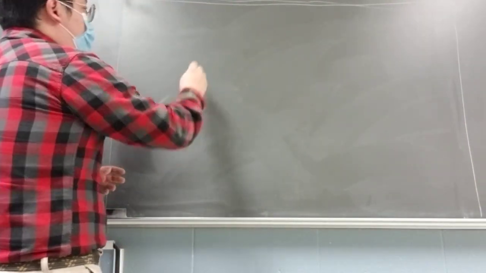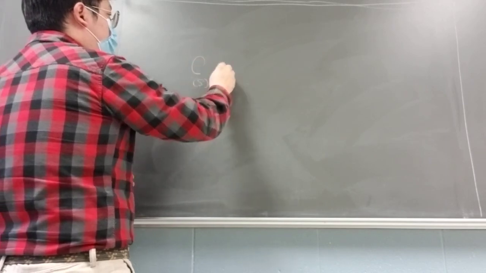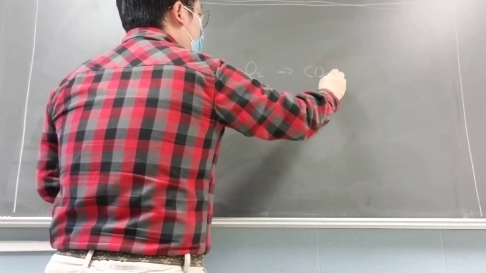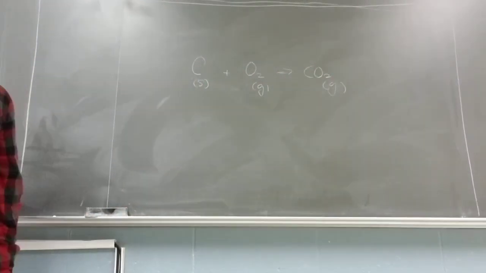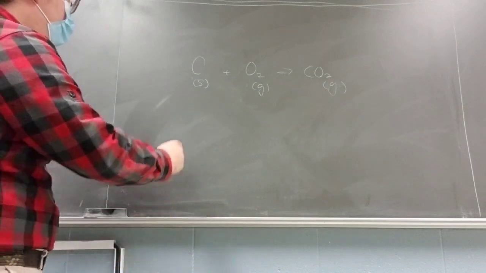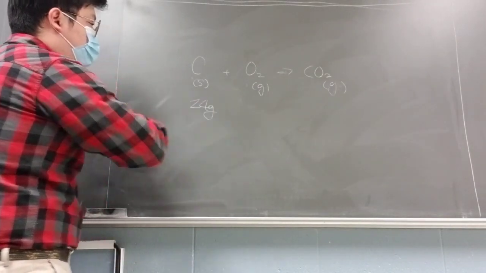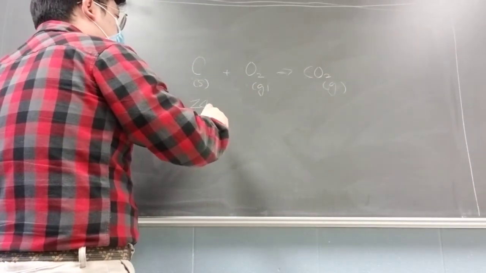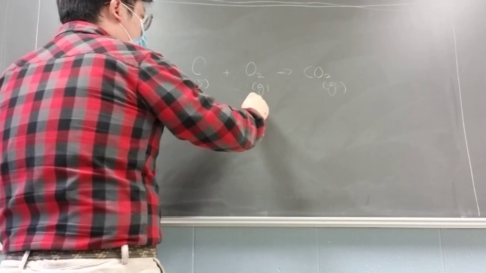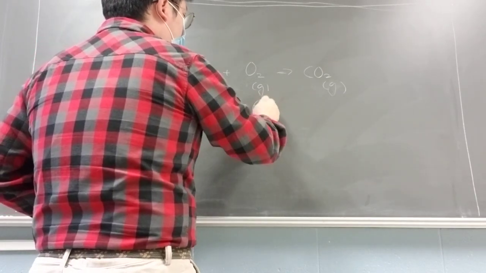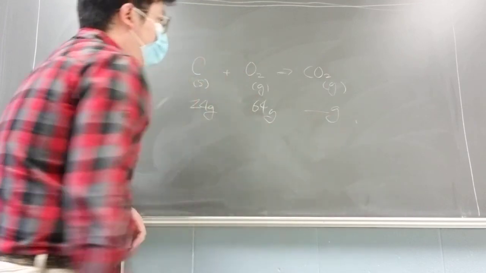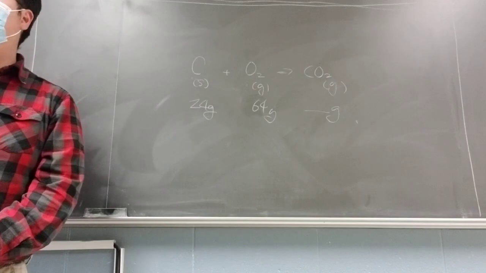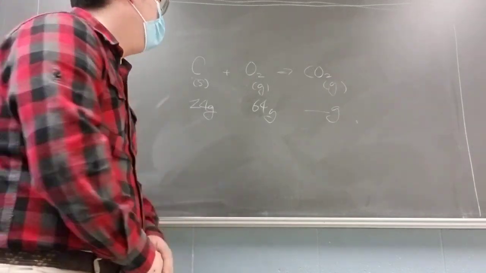Okay, how about we do this one? I'll give you 24 grams of graphite, and then I'll give you, let's think, maybe 64 grams. Can you guess how many grams of product will be there? I'll give you about 3 minutes.